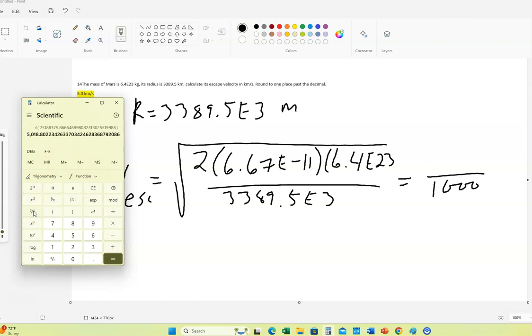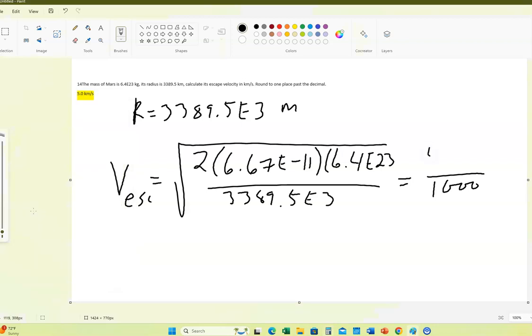Most calculators, you just take the square root. So anyhow, you would just do the calculation all in one step. Anyhow, it's 5,018.8. All right, and we divide that by 1,000.